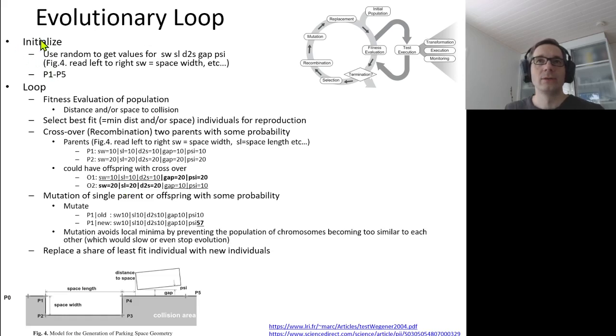Okay, here's another slide on this evolutionary loop. So we already initialized with random values: space width, space length, distance to space, gap, and psi. So these abbreviations all come from this figure. You just read them from left to right. SV short for space width, SL short for space length, and so on. So initialization was done, fitness was evaluated, and then the best ones were selected for reproduction.